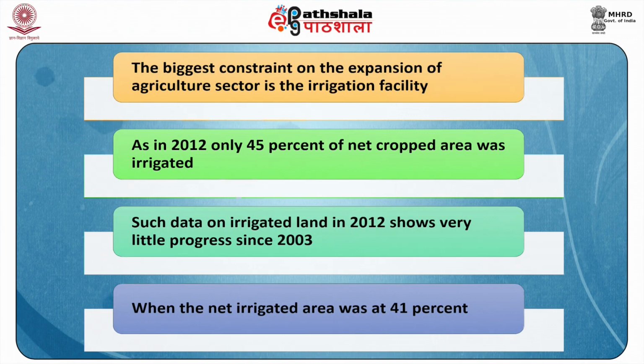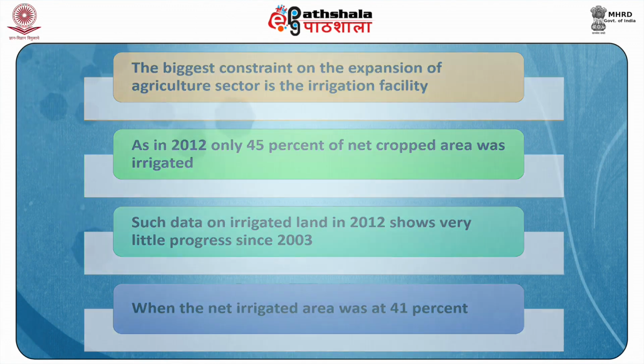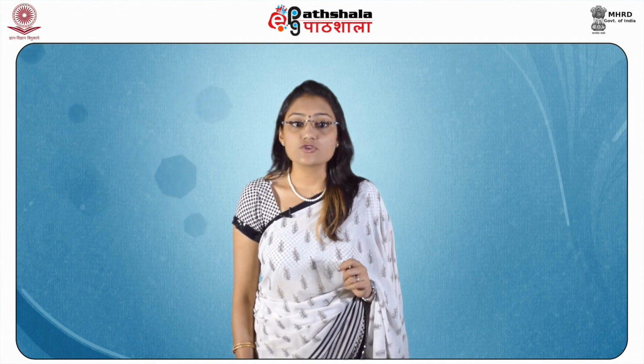The biggest constraint on the expansion of the agriculture sector is the irrigation facility, as in 2012 only 45% of net cropped area was irrigated. Such data on irrigated land in 2012 shows very little progress since 2003, when the net irrigated area was at 41%. This problem has to be tackled effectively to increase the land productivity as well as enhance the cropping intensity.